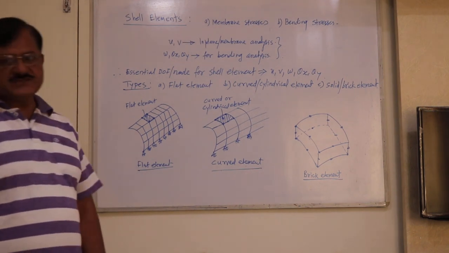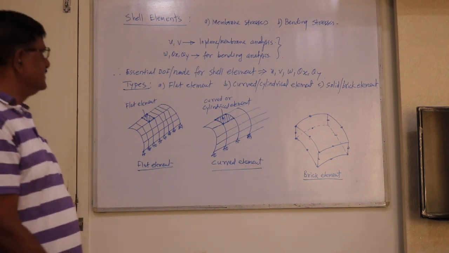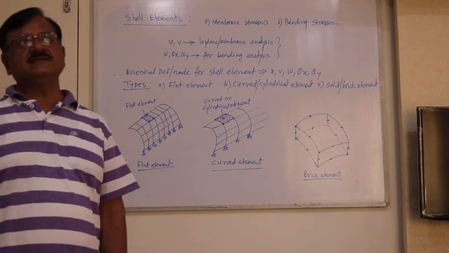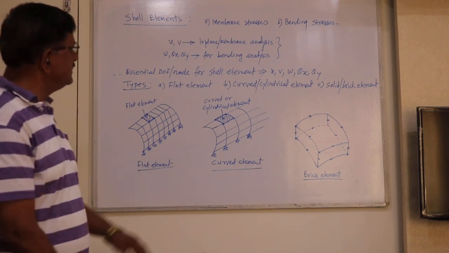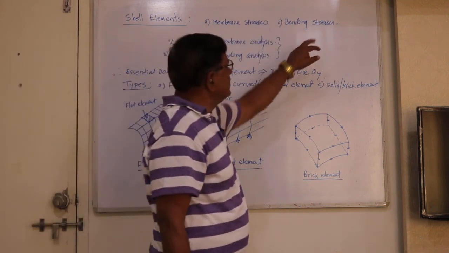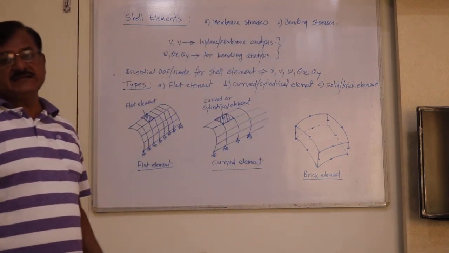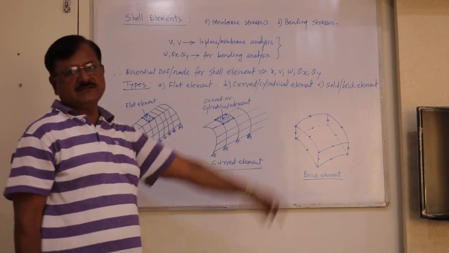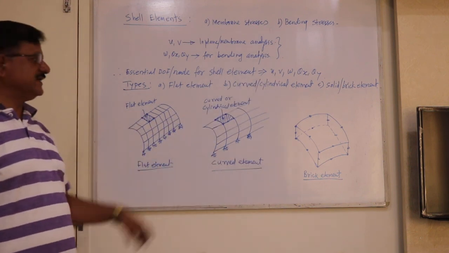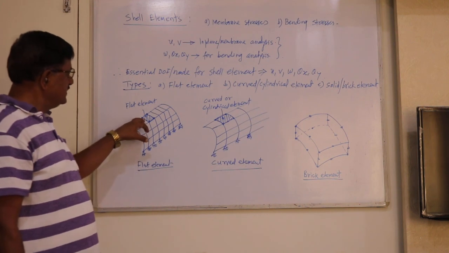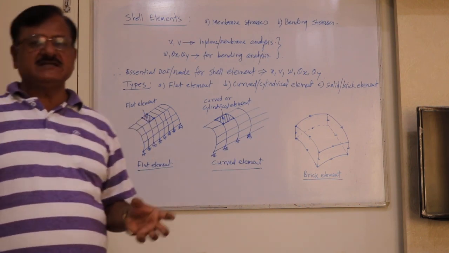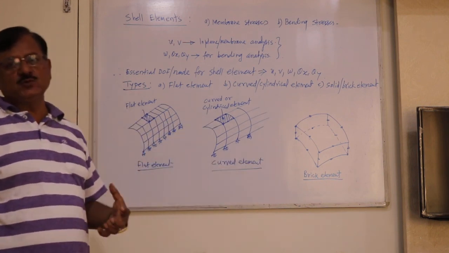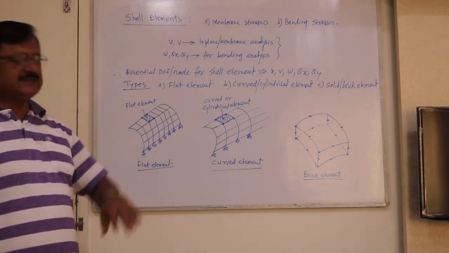And the other theory part of shell elements that you are already studying along with finite element, the theory of plates and shells, where you can learn in detail about membrane and bending stresses, membrane analysis and bending analysis of shell. So only thing is that how to identify the degrees of freedom and how it is incorporated in finite element analysis. Now the formulation of element stiffness matrix for a particular element like flat element, cylindrical element or solid element, we can do exactly similar to the plate elements.